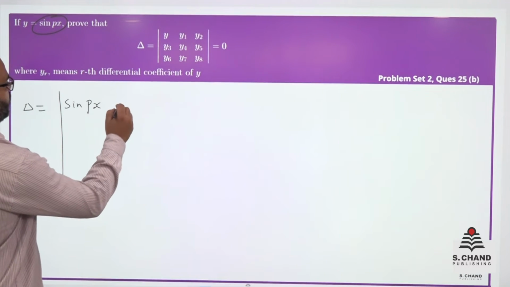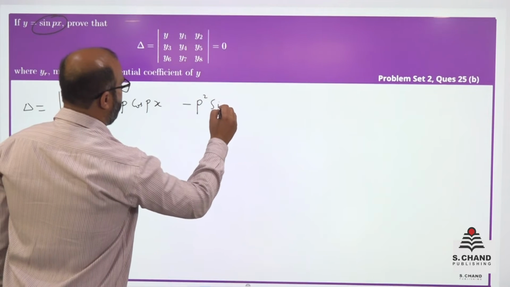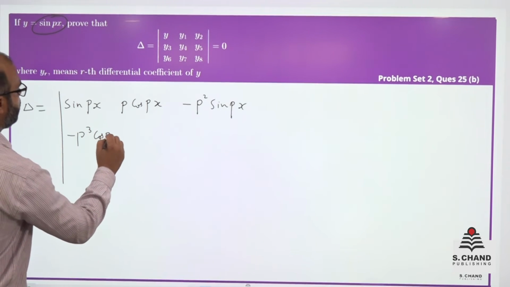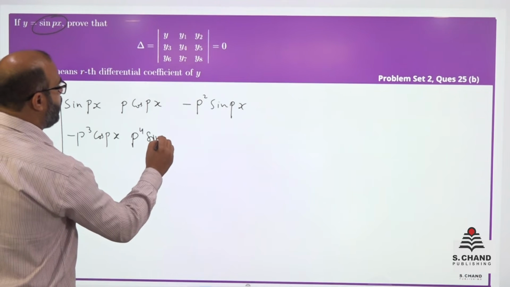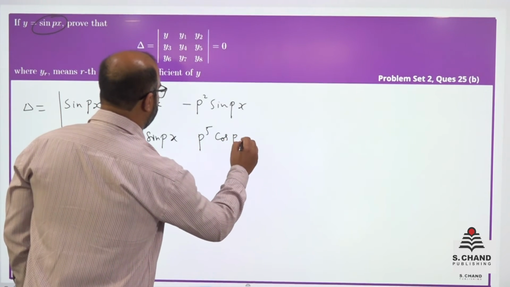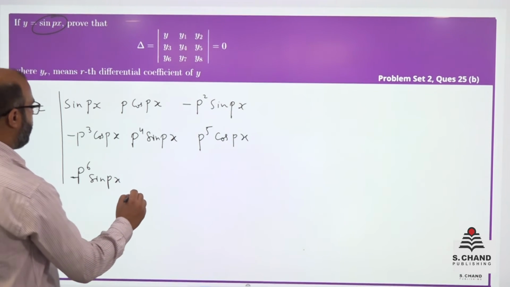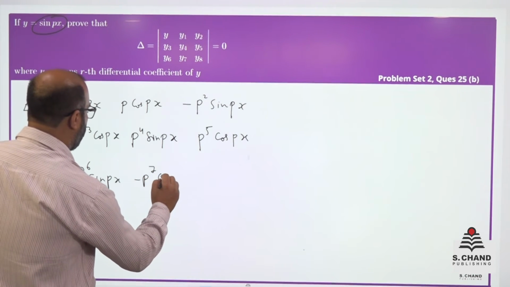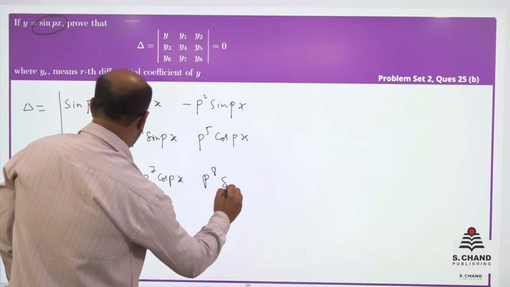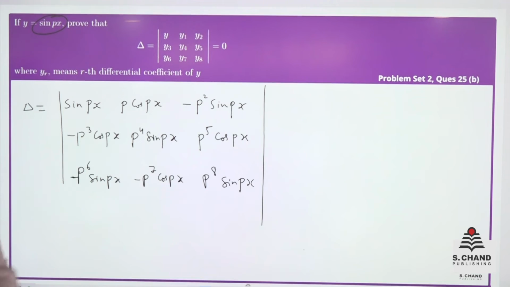derivative of y, first derivative p cos px, second derivative minus p square sin px, then its derivative minus p cube cos px, then its derivative p to the power 4 sin px, then its derivative is p to the power 5 cos px, then its derivative is p to the power 6 minus sin px, then its derivative is minus p to the power 7 cos px, then its derivative is p to the power 8 sin px, right? Now you have to find its value, and which should be equal to 0.